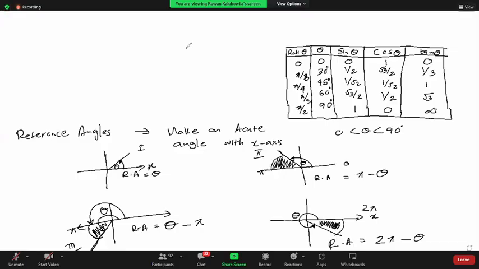Okay, let's understand or capture these things using an example. It is very easy, because instead of just defining something, it's easier to understand with an application. So I will take an example. My example is: find the sine value, cos value, and tan value of 5π over 3.